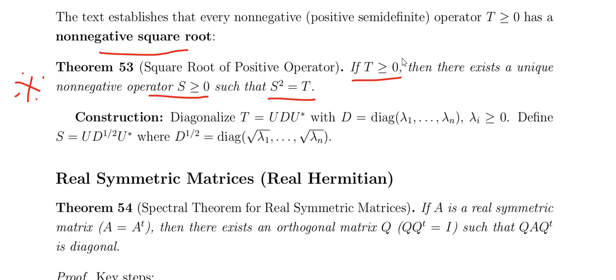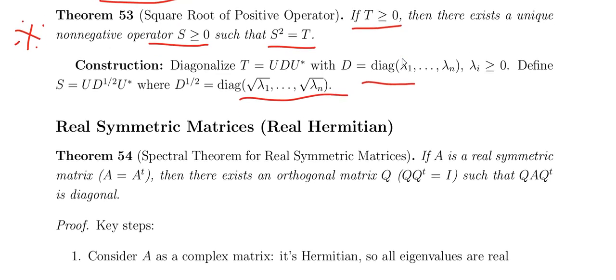For the proof, we can diagonalize T equal to U D U star, that is diagonalizable. T is diagonal of lambda 1, lambda 2, up to lambda n, with each lambda greater than or equal to 0. So S equal to U D power 1 by 2 U star, where D power 1 by 2 is diagonal of root lambda 1 up to root lambda n. We can define it like this.